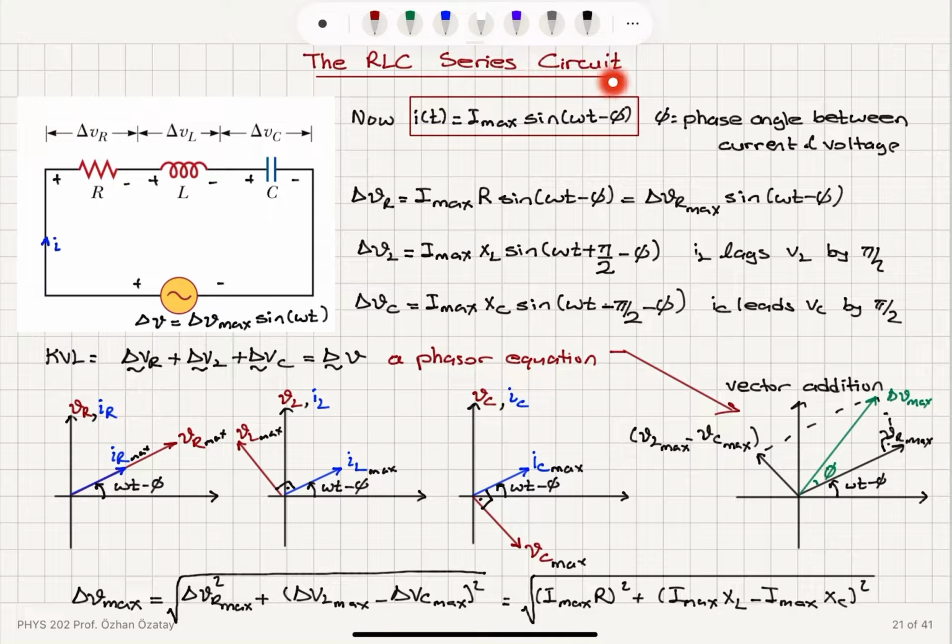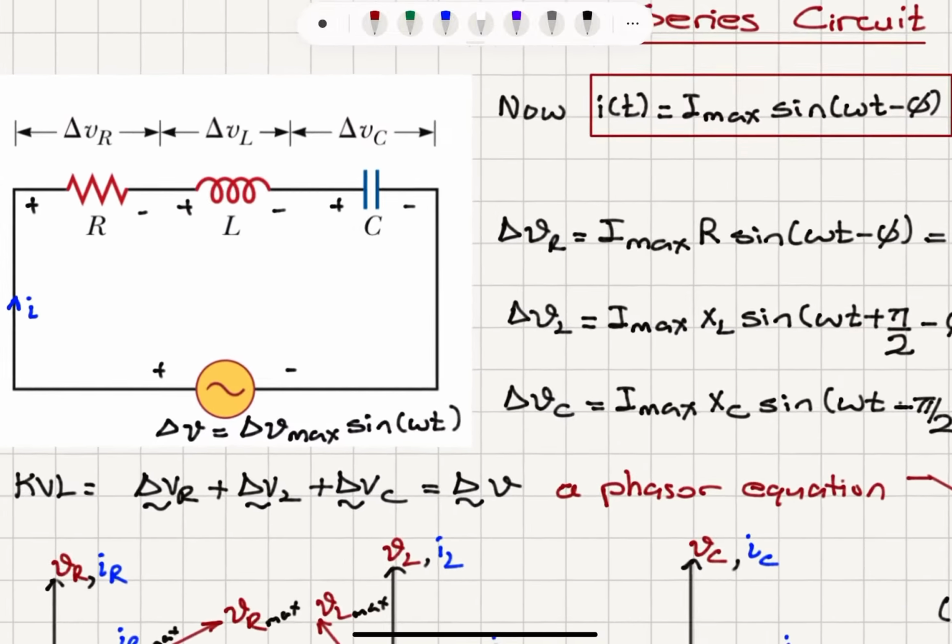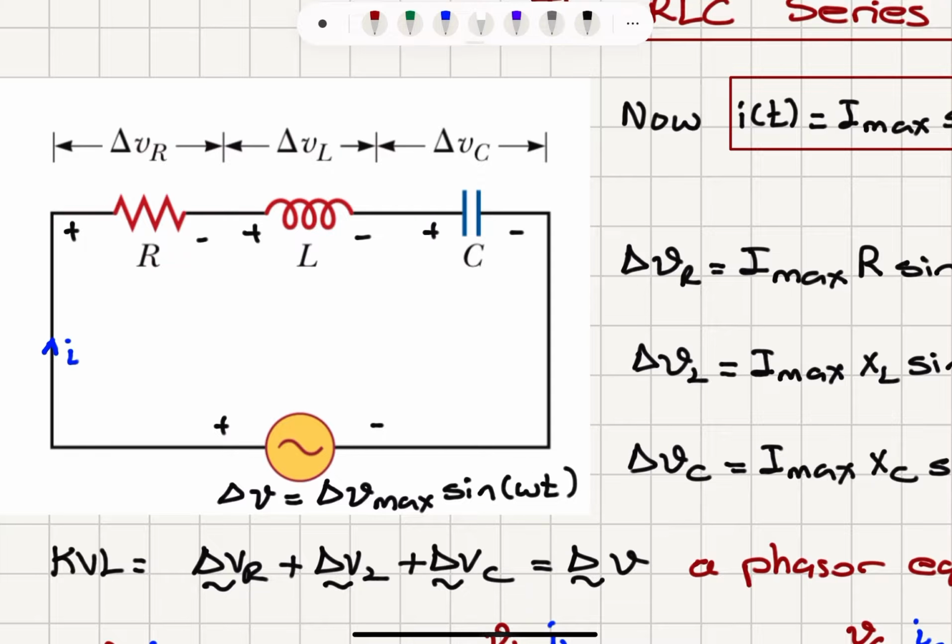The RLC series circuit. In this circuit we have our AC source, and our load consists of a resistor, inductor and capacitor connected in series. Let's say that our reference direction for the current is like this, so that there is a voltage drop across R, across L and across C, which is equal to the voltage that we supply, which is delta V max sine omega t.